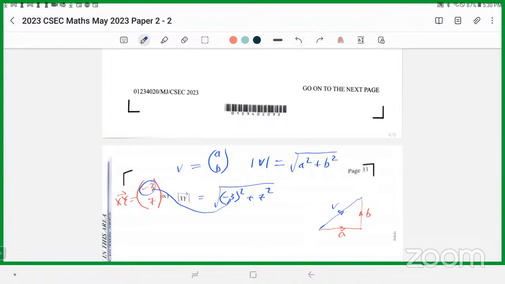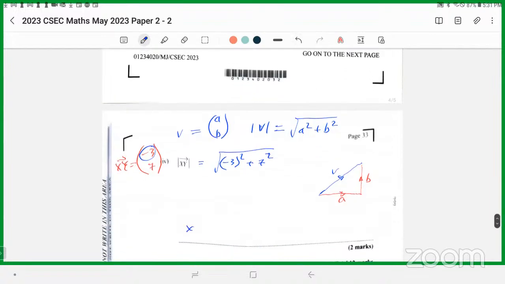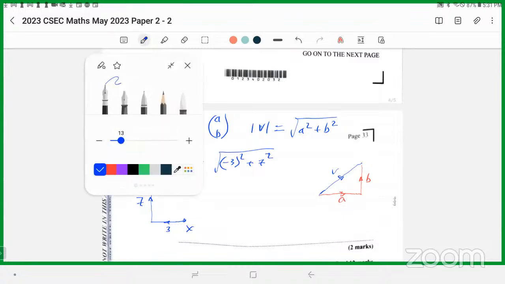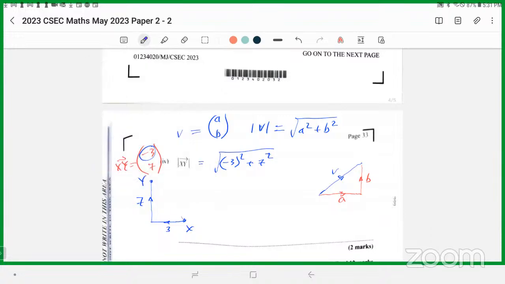So if we were to sketch out this vector XY, it means to go from X to Y. If X is right here, I want to reach Y. It means I have to go 3 units back and 7 units up. So this will be 3 units, and this will be 7 units. That's what this vector means, to reach where Y is located. That's where Y would be, and the vector would be this one. I'm going to draw in purple. That's what the vector would look like. That would be the vector XY.